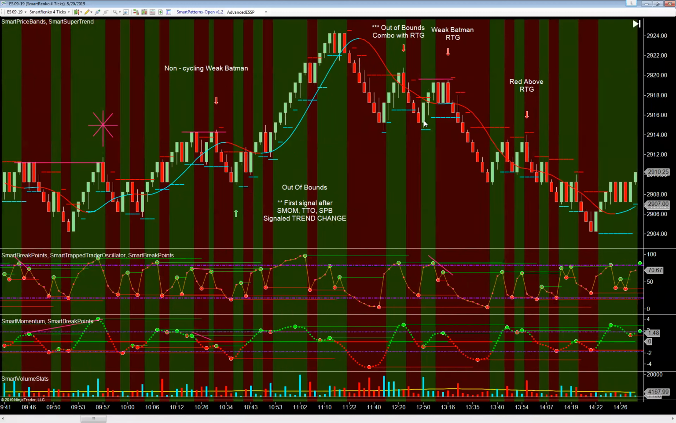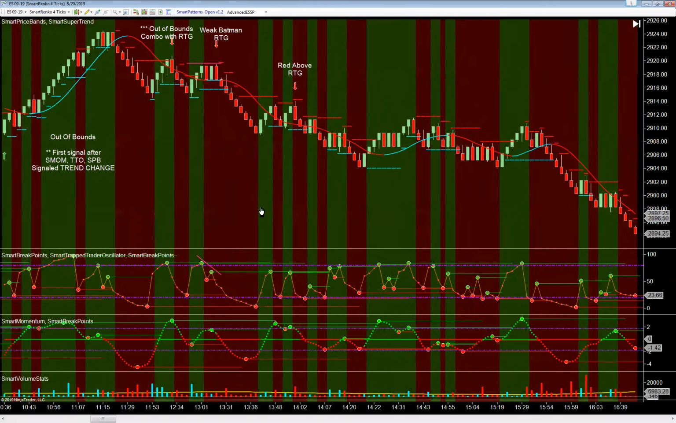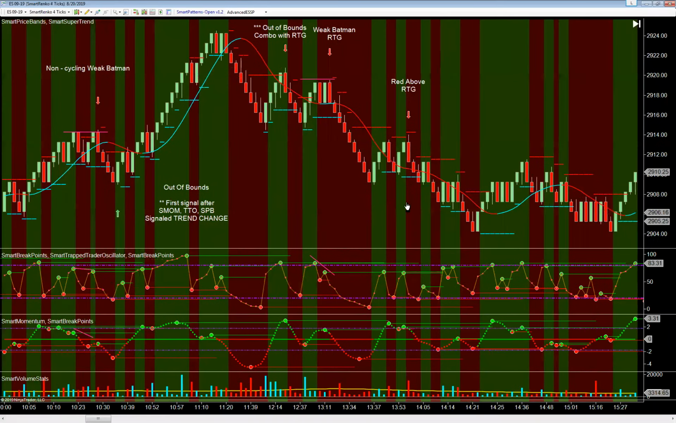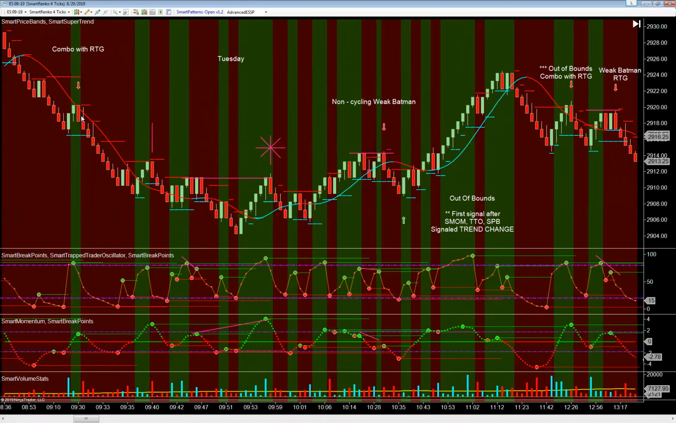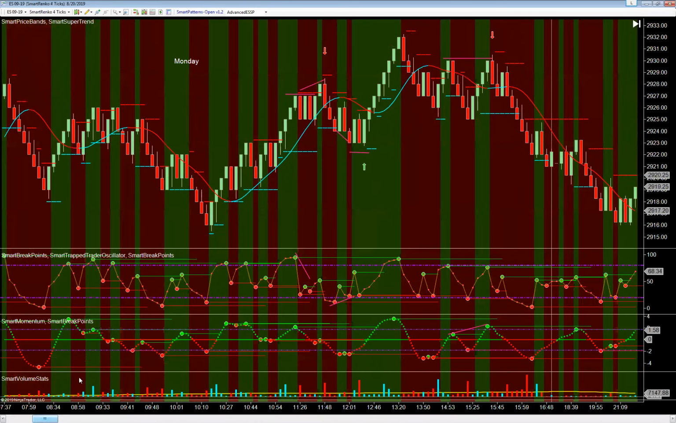So then what do we have? Combo, out of bounds, room to grow. We like those. Weak Batman, room to grow, 5 points. We like that. Red above red with room to grow, 5 points. We like that. Just over and over and over. So this date was Tuesday. Our first trade got 4 or more. Wednesday, 4 or more. Thursday, 4 or more. Friday, 4 or more. Now here's Monday, and it was not very good.